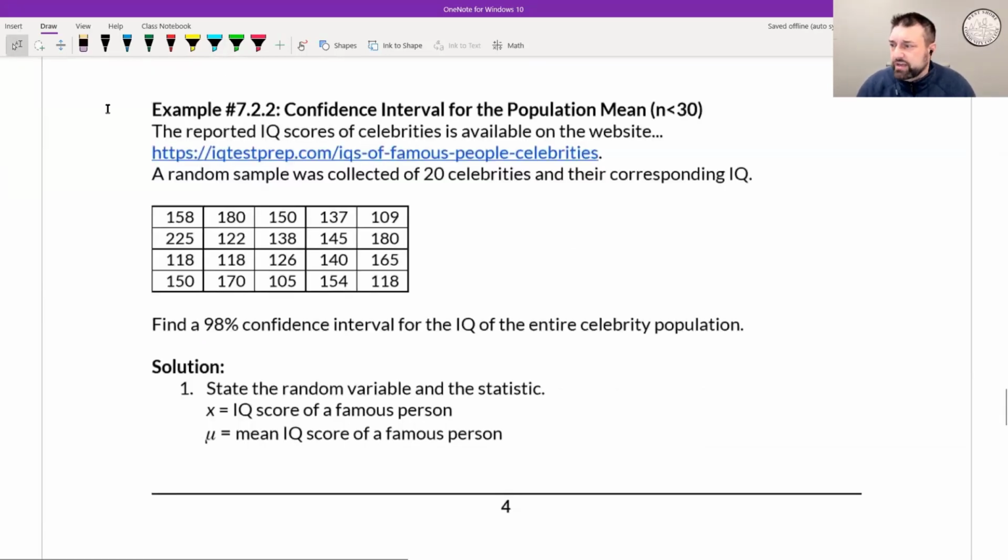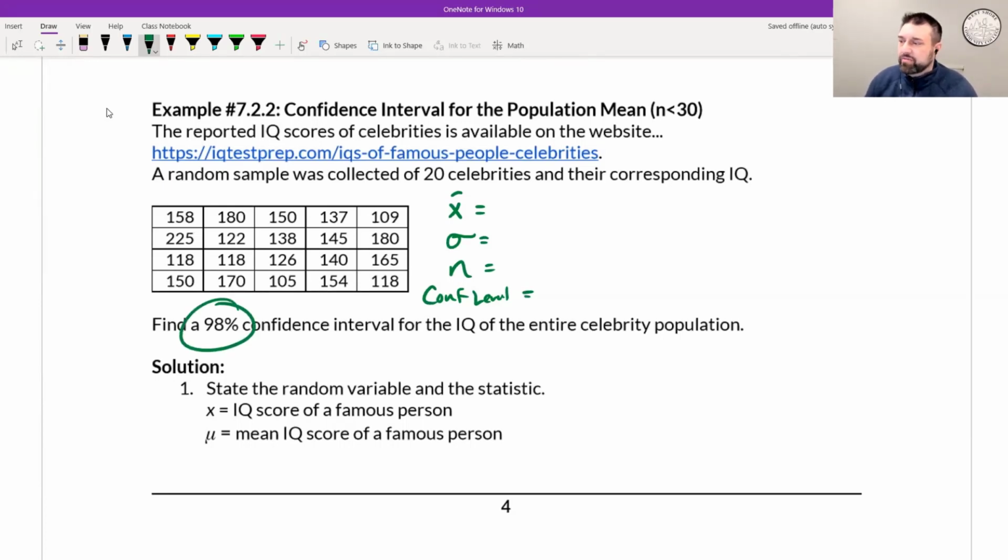You can go to this website and collect the reported IQ of celebrities. And so we just randomly went in and grabbed 20 celebrities and recorded their IQs. So here they are. And what do we need from this data set? We need the mean, we need the standard deviation, we need the count, and we also need, let's say, our confidence level. Now, we don't get that directly from the data set. That's something that's going to be provided for us. So we need to find the mean, the standard deviation, the count, and the confidence level.